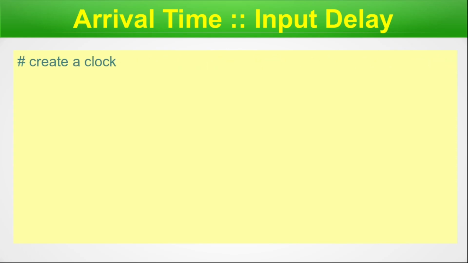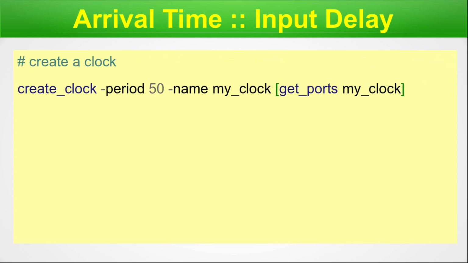Create a clock. First thing, create clock, then we specify the period 50, then name my clock, and then we use rectangular bracket as we use in Tcl, get ports my clock. So we get all the ports and onto that we apply the period and everything. This is how we define create clock. Again, I am emphasizing from one simulator to another simulator, this particular command may be a bit different, so don't panic, always consult the manual.